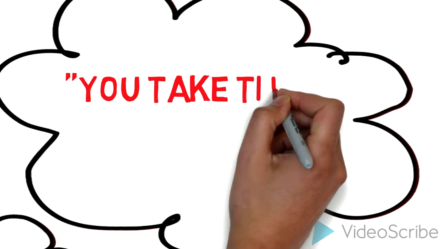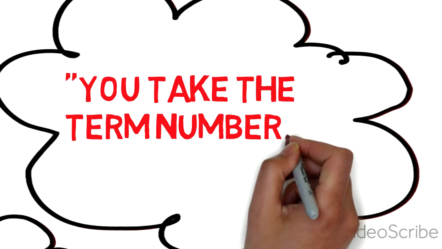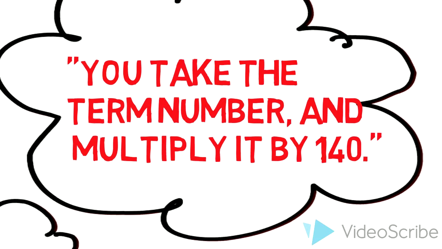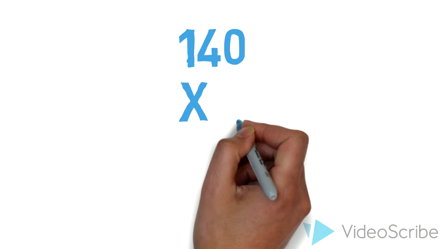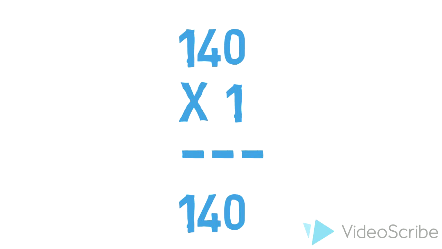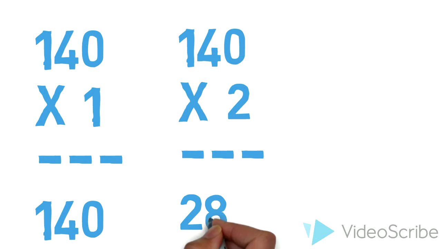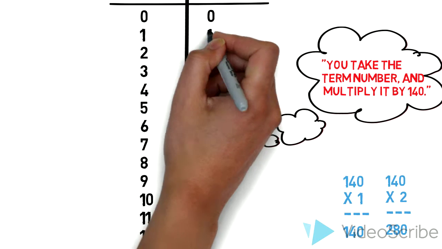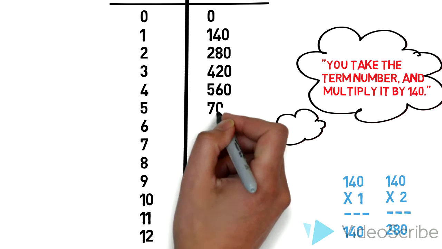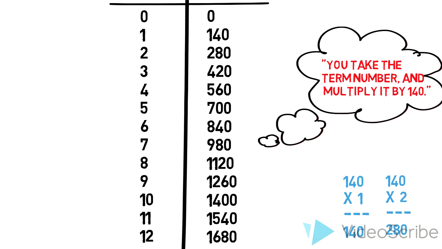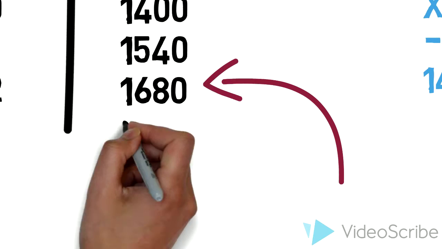So if we were to make this problem into a pattern rule, it might sound something like this. You take the term number and multiply it by 140. So if we were to solve for the first term value in our table, we would multiply the term number of 1 by 140 and solve. Then we multiply 2 by 140 and so on to solve for all of the term numbers. By doing this, we can determine that there are a total of 1,680 heartbeats in 12 minutes.